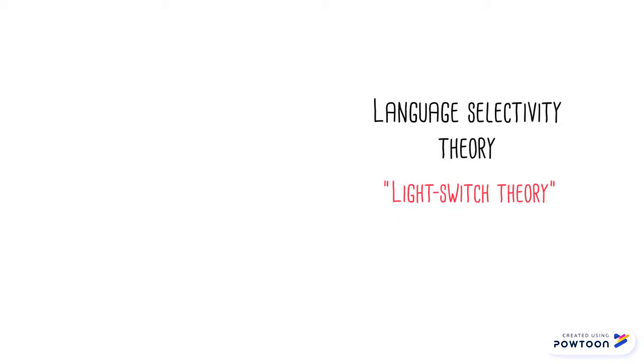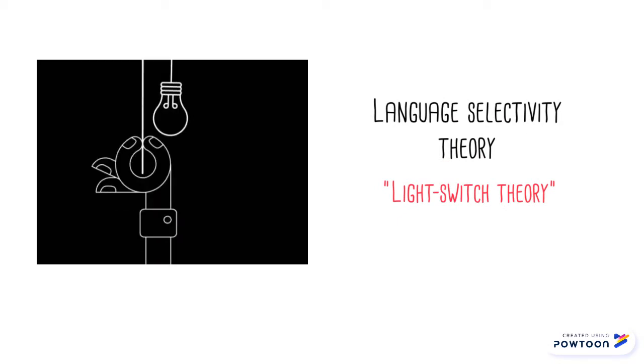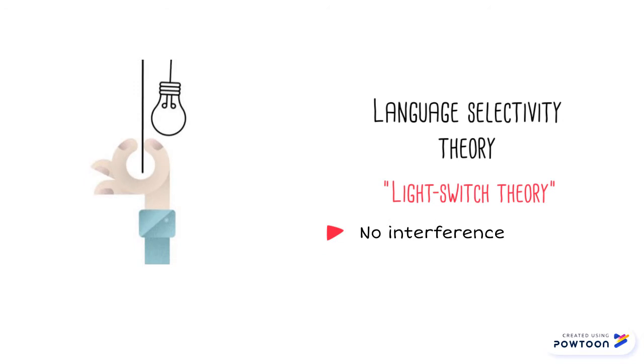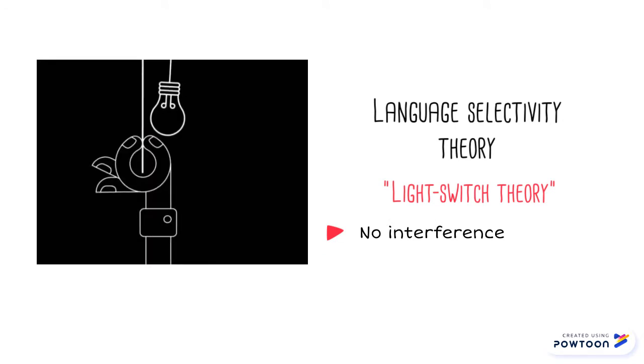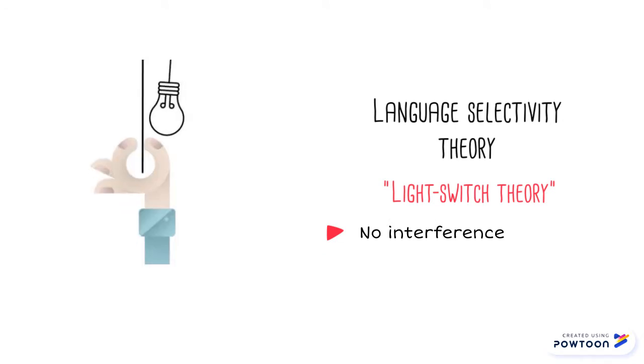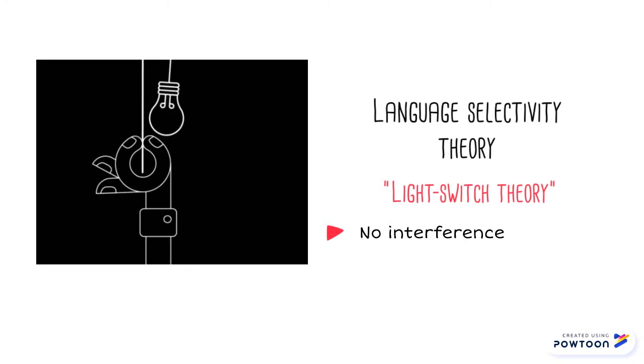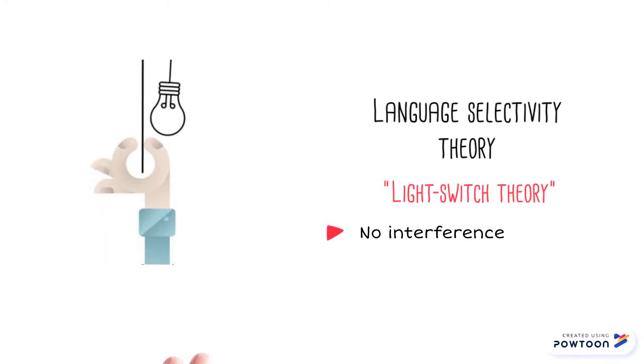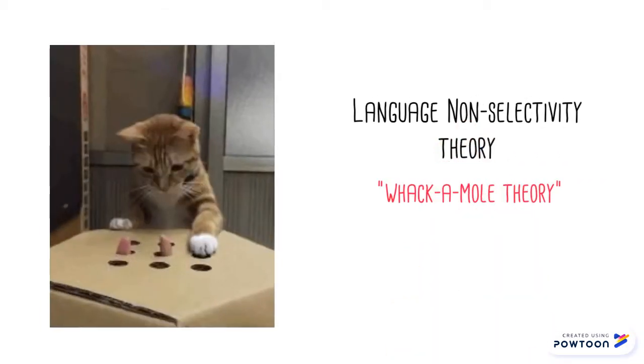The first theory is called the language selectivity theory, or the light switch theory, and it predicts that multilinguals won't experience interference from one language when using the other. For example, if a person knows both English and Spanish, they could carry on a conversation entirely in Spanish without having English disrupted.